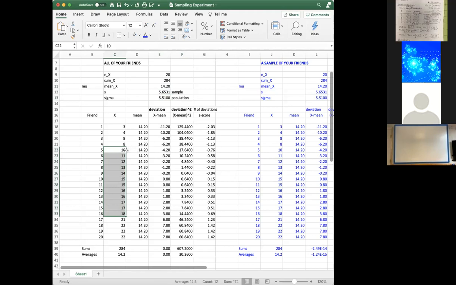So look at a great block of your friends. How many is that? That's 12 of your 20 friends. And 12 of 20 is what? 6 out of 10? In this example, about 60% of your friends are within one standard deviation.